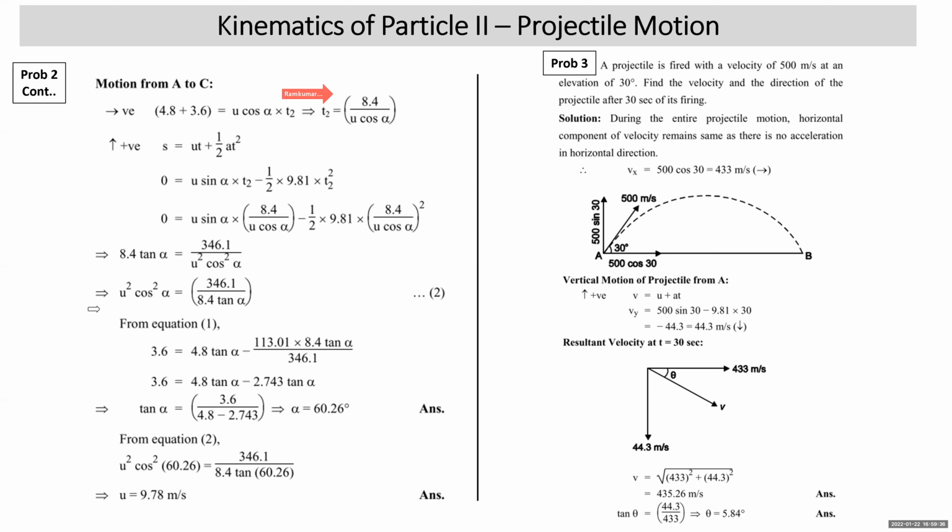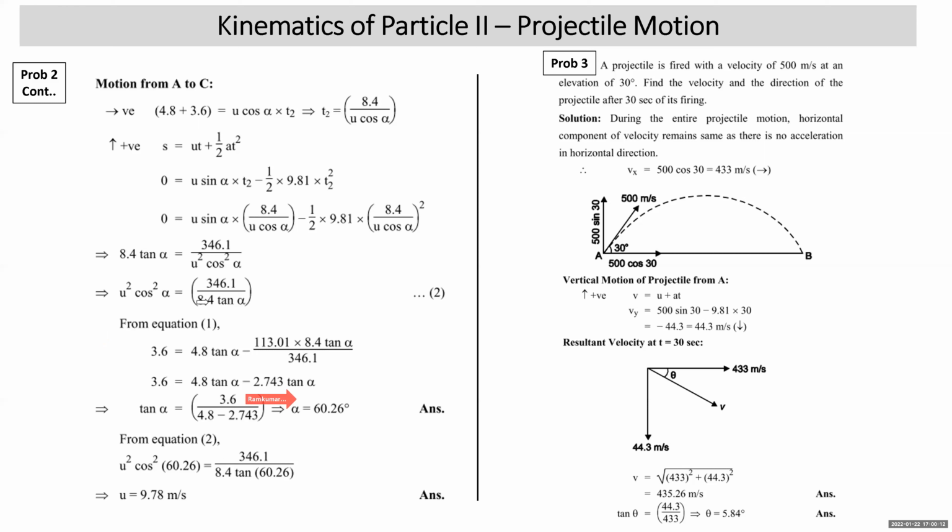Again, simplify this equation, it comes out to be this way. U square cos square alpha is equal to 346.1 upon 8.4 tan alpha. Then from equation number 1, which we had written from A to B, 3.6 equals 4.88 tan alpha minus 113.01. We are substituting the value of U square cos square alpha. So 346.1 upon 8.4 tan alpha will come in the numerator. Solve it, simplify it, you'll get tan alpha and then you get alpha.